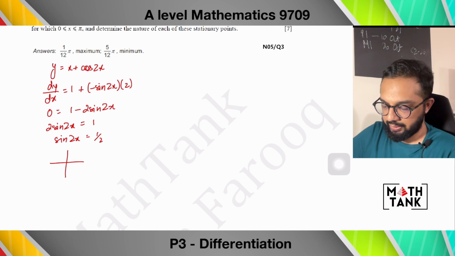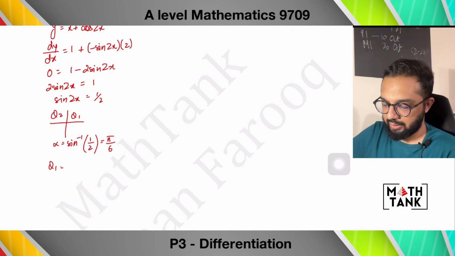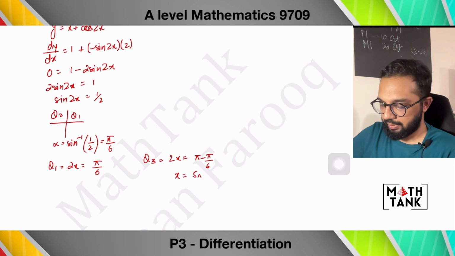Putting it out in quadrants, quadrant 1 and quadrant 2, alpha should be sine inverse of half, which is pi over 6. So quadrant 1 is 2x equals pi over 6, and quadrant 2 is 2x equals pi minus pi over 6. So I get 5 pi over 12, and I get pi over 12 from here.